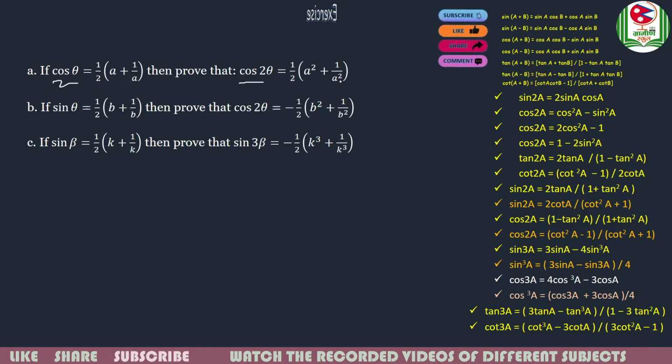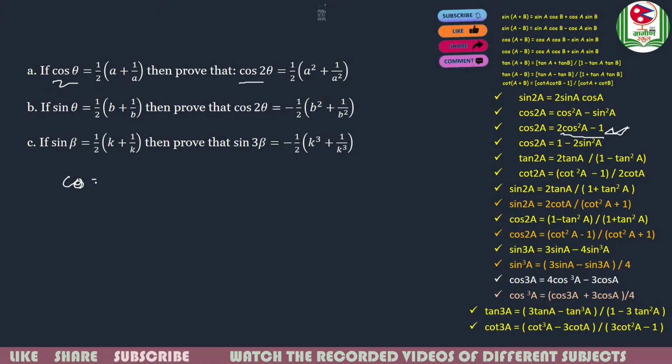So here you can see that the formula for cos 2 theta is how much? 2 cos square theta minus 1. And if cos theta is given, why worry much? Just use this formula, and you can easily get this result. I will do one, and then you can do the next two, that is B and C. So let me do the first one, that is cos theta equals 1 by 2 into a plus 1 by a, and we all know cos 2 theta equals, just put the value of cos theta.